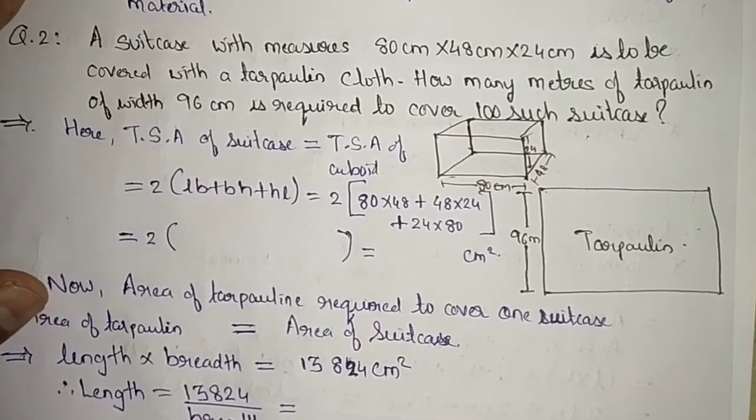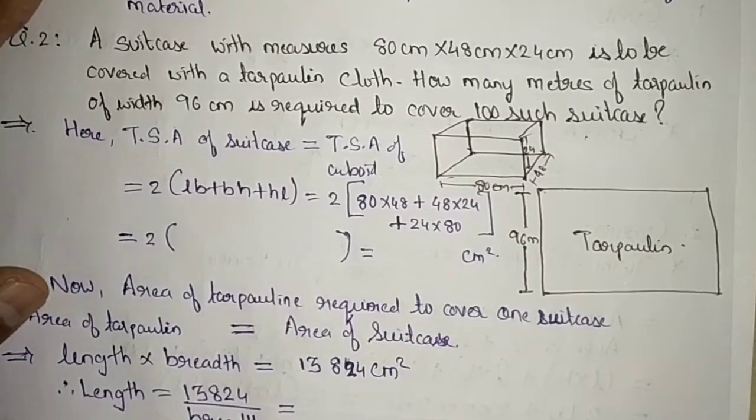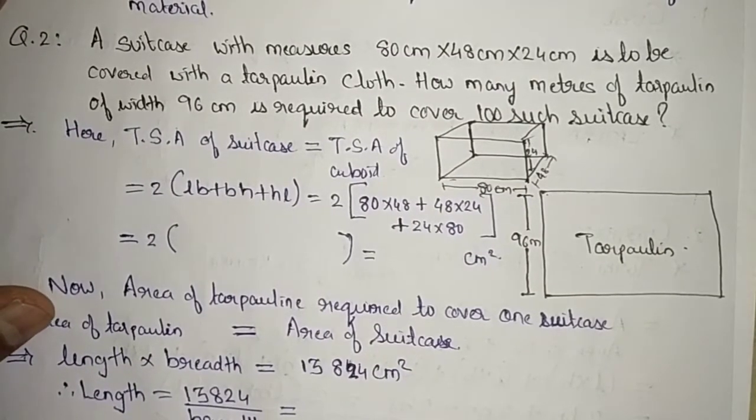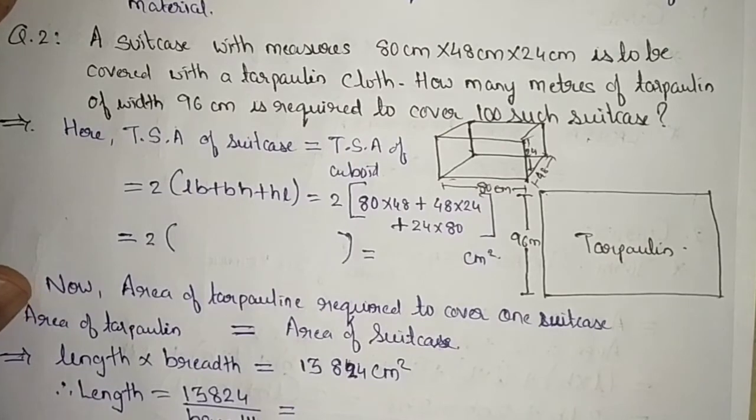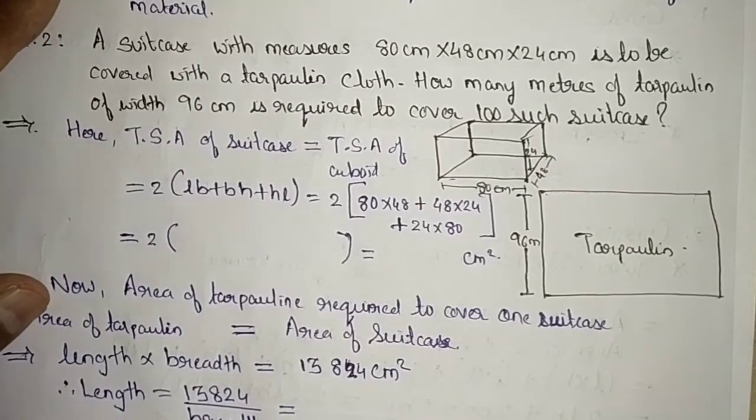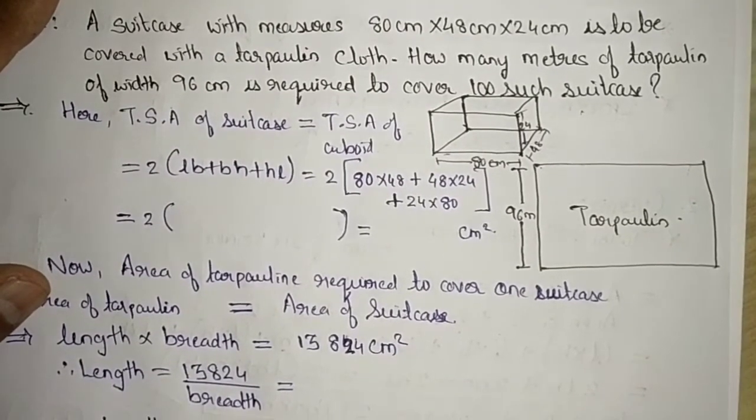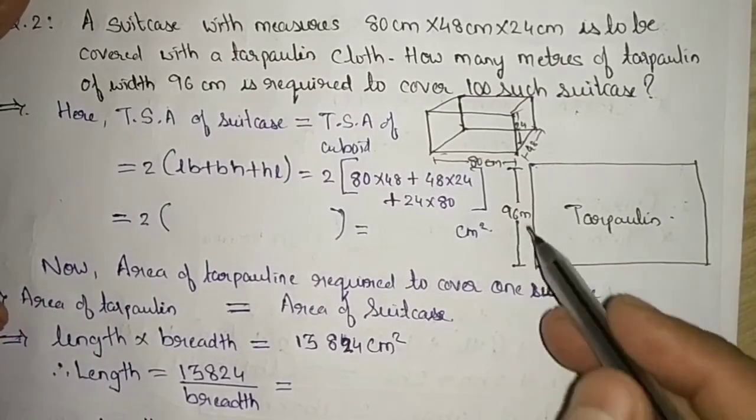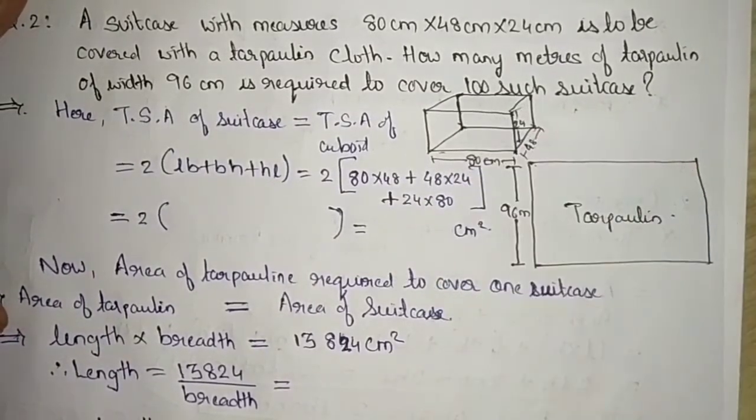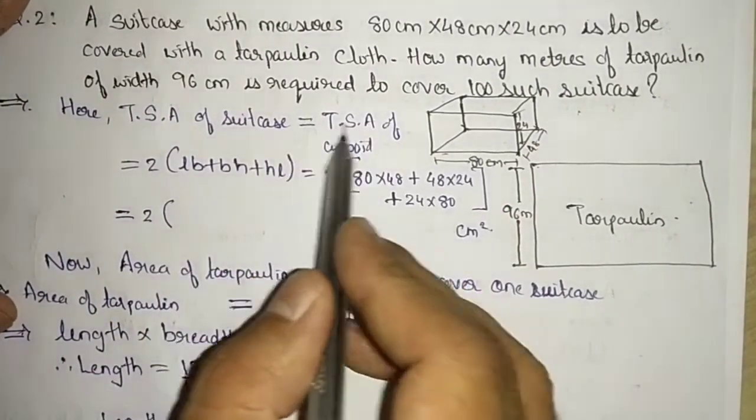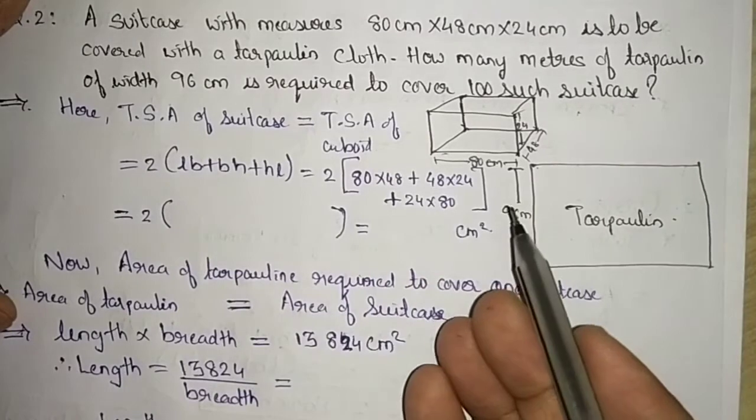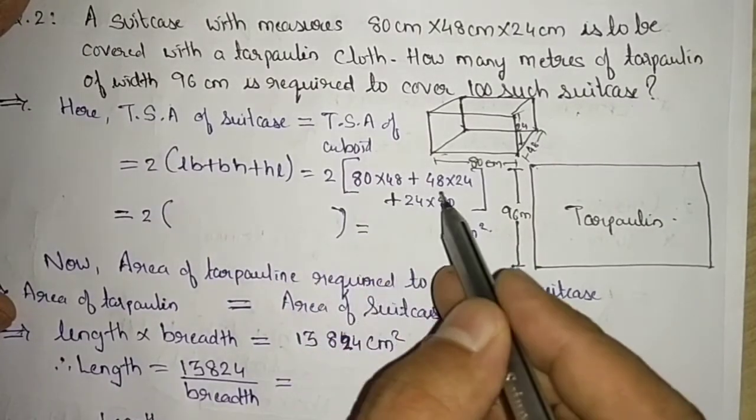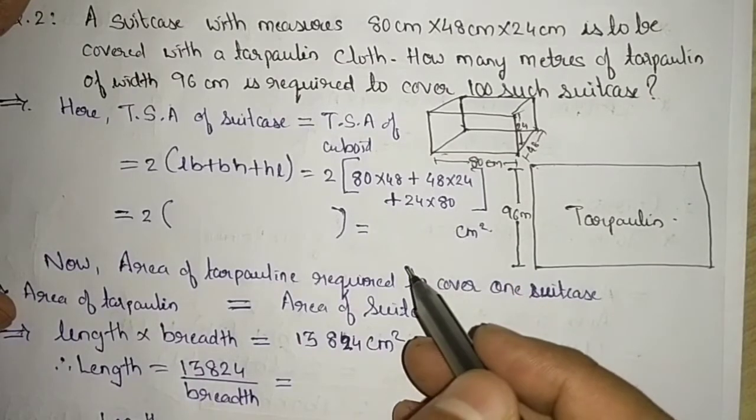Students, these types of questions are very tricky, but if you understand the question properly, it is not hard. So please pause and rewind wherever necessary so that you can understand properly. So let us start. As I have told, we are supposed to find the total surface area of the suitcase so that we can easily find the length required to cover one suitcase and then multiply it with 100. For that, again we will be using 2 into (LB plus BH plus HL). I have written L into B, B into H and H into L.